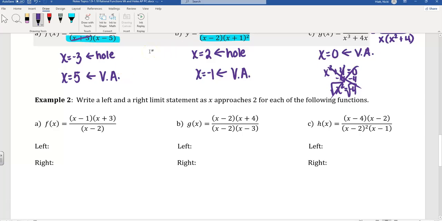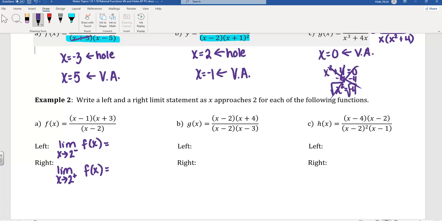For all of these, they have asked us to do a right limit and a left limit as x approaches 2. So if we wanted to go ahead, we could just write the limit as x approaches 2 from the left of f of x, and the limit as x approaches 2 from the right of f of x. Okay, that's going to be our form for our answer.